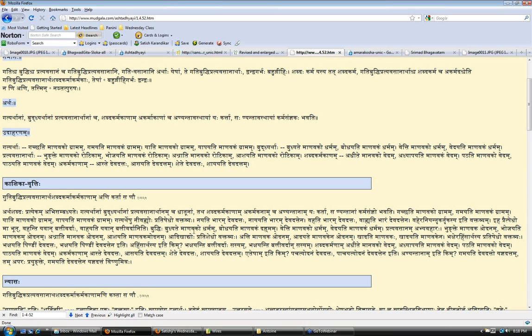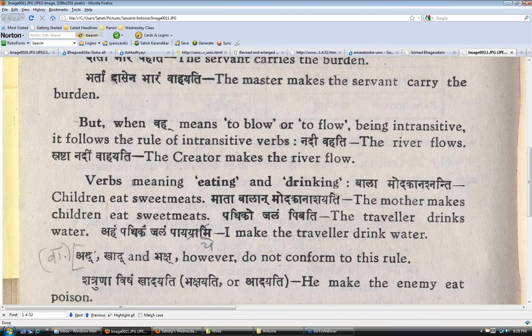Now comes the Vartikam. Let's go back to the book. This is a Vartikam. Now let's see what he said. Meaning eating and drinking, that's the Pratyavasana, Abhyavaharaha. So Balaha Modakan Ashnanti. So the boys eat the Modaka, sweet meat. So Mata Balan Modakan Ashayati.